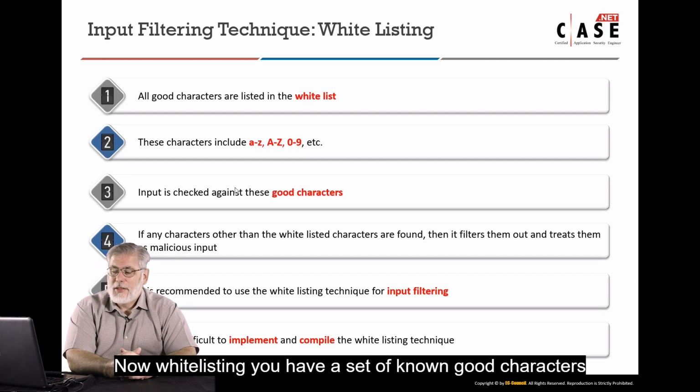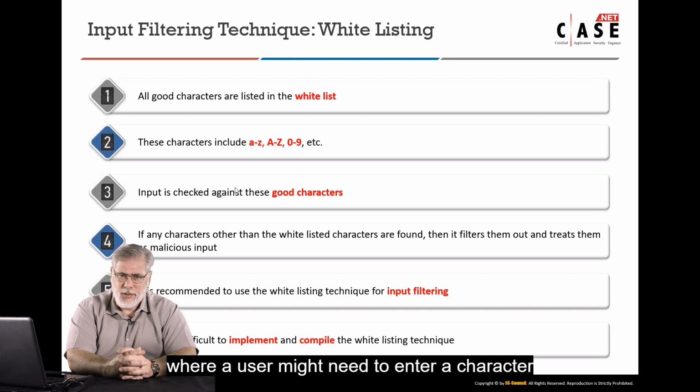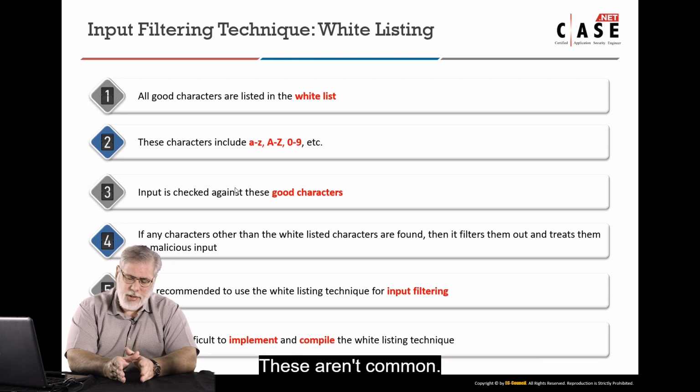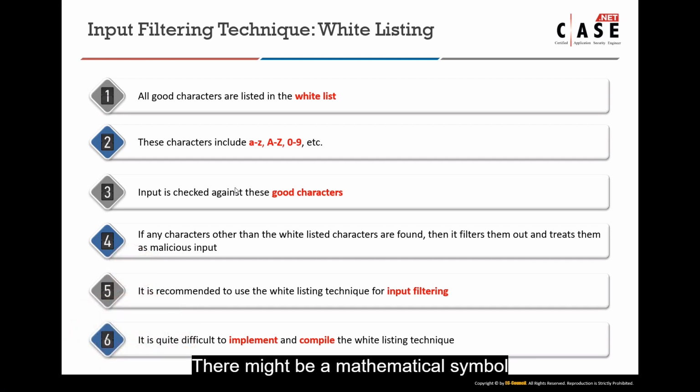Now, whitelisting, you have a set of known good characters, and only these characters are allowed. But I can certainly envision scenarios where a user might need to enter a character you didn't account for. These aren't common. For example, if you had a web form that allowed mathematical formulas, there might be a mathematical symbol that you didn't include in your whitelist. It's not part of an attack, and therefore it's not going to be entered because it's not on your whitelist, even though it's not part of an attack vector.